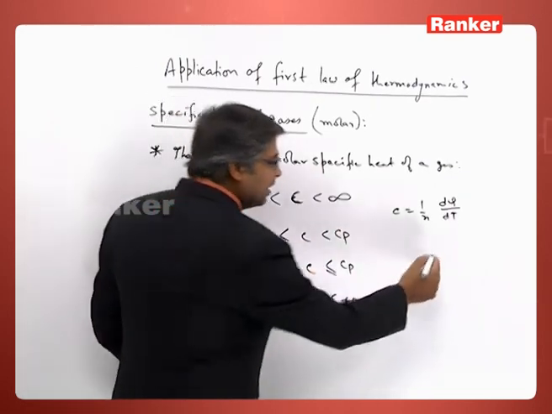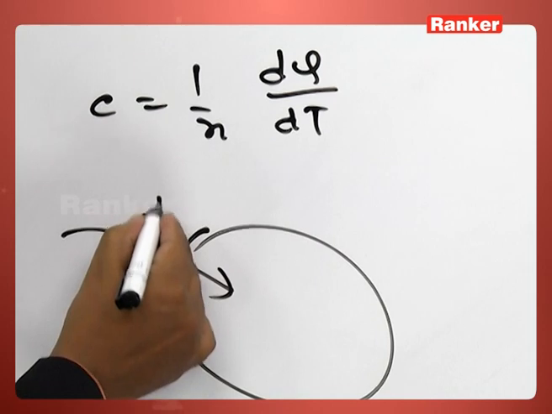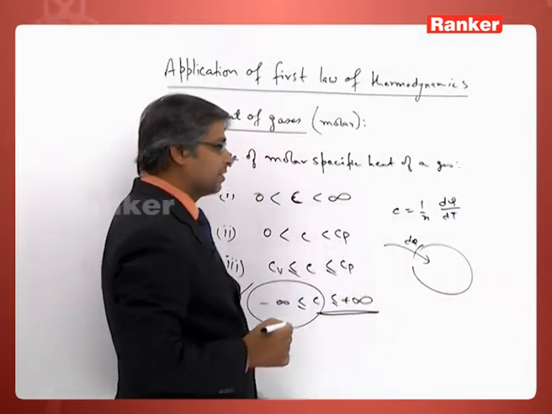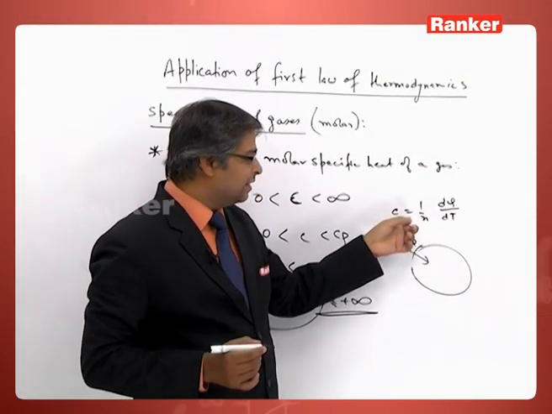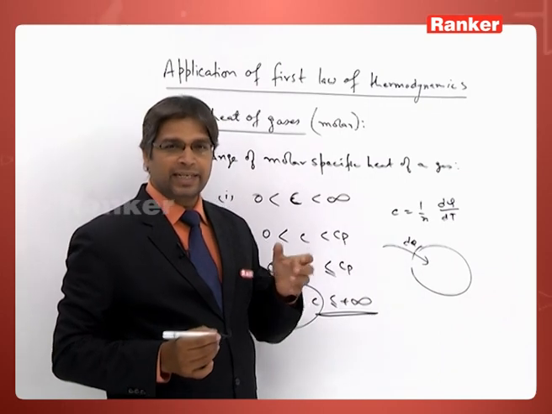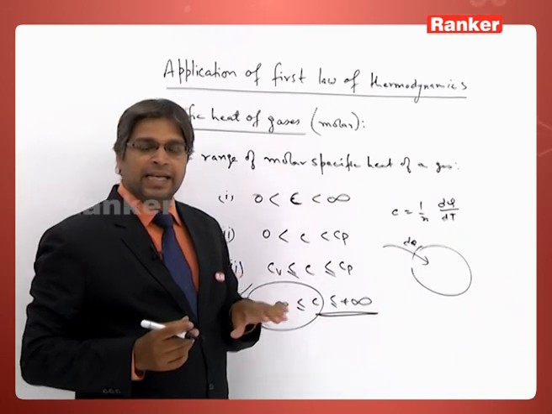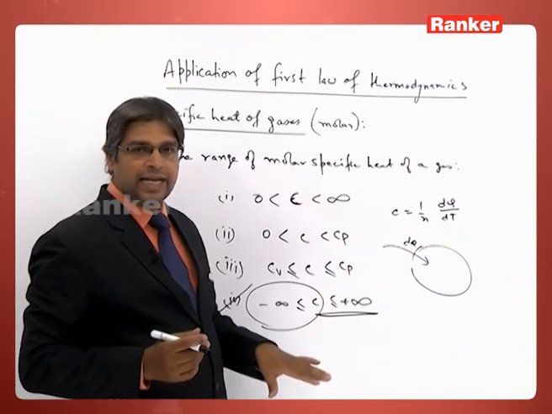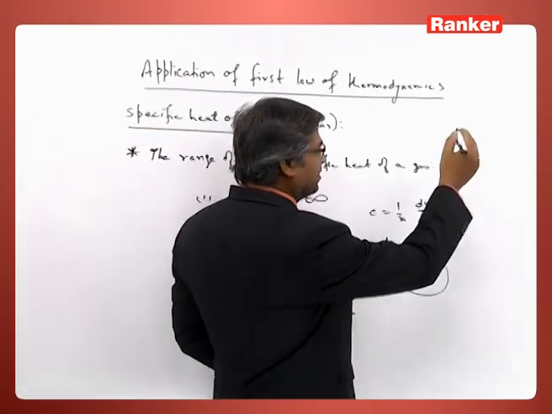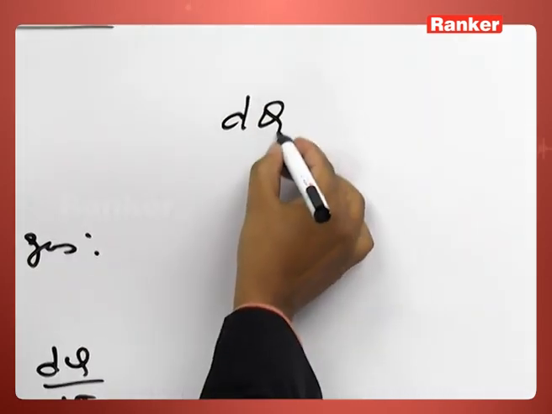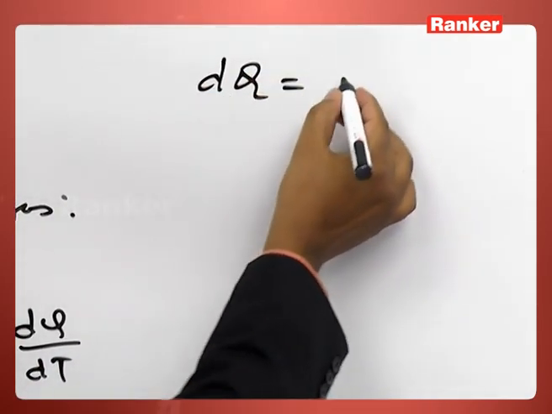Negative value means you give heat to a system and the temperature decreases. This is what we mean by the negative specific heat of an ideal gas. So now let us see when we can have a negative specific heat of an ideal gas. This is our mathematical form of the first law.